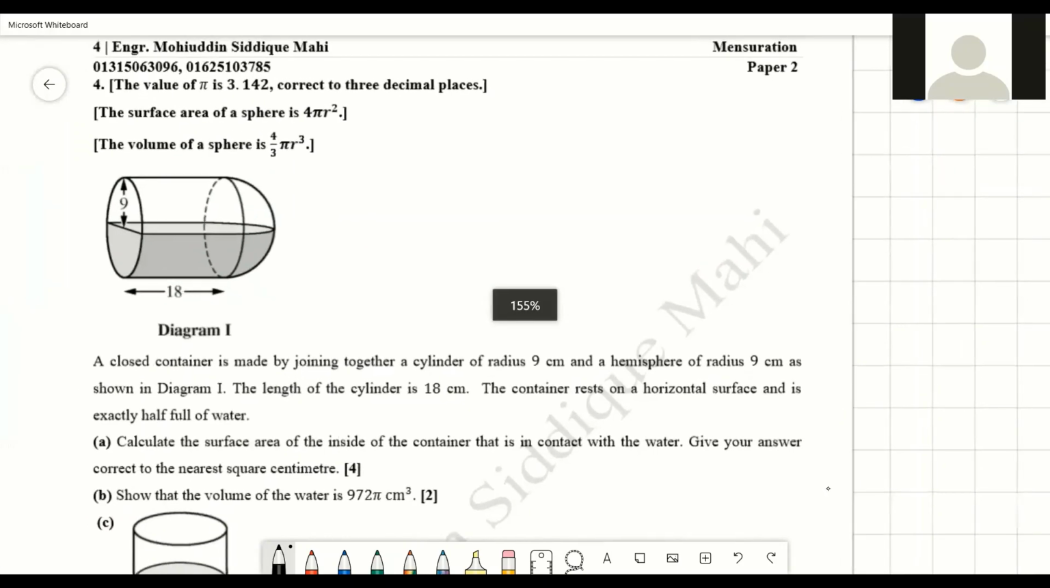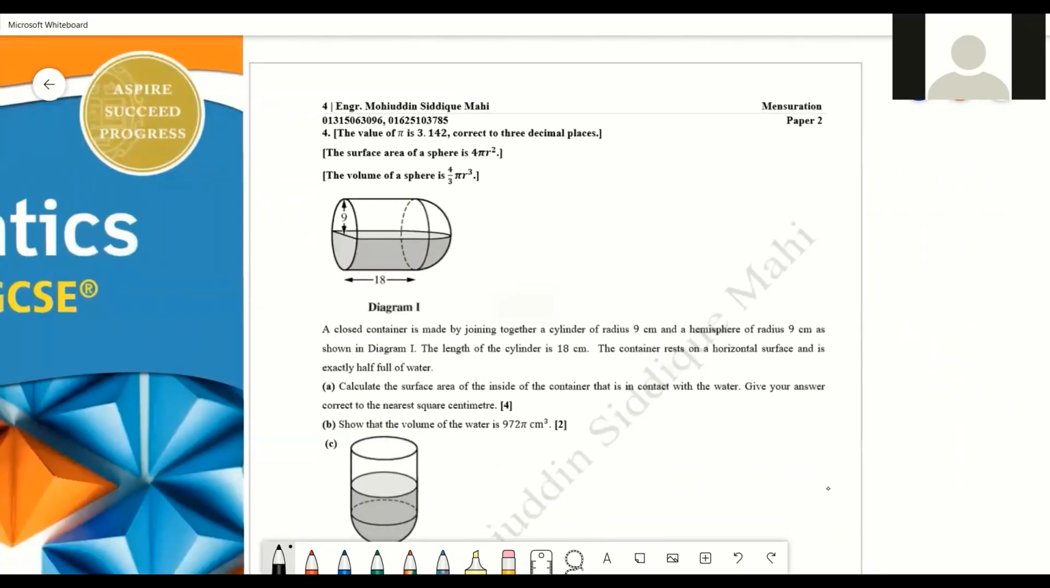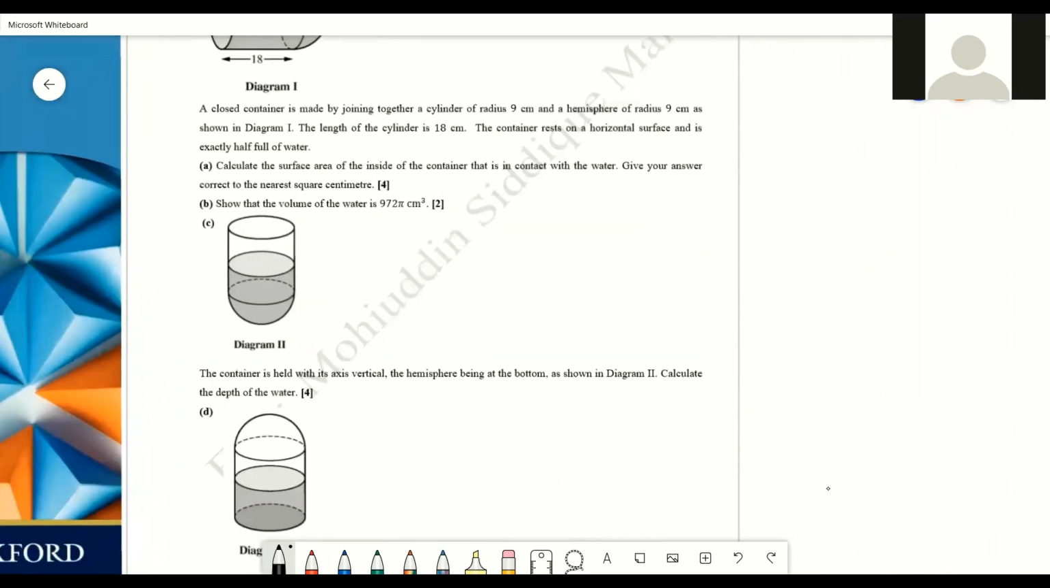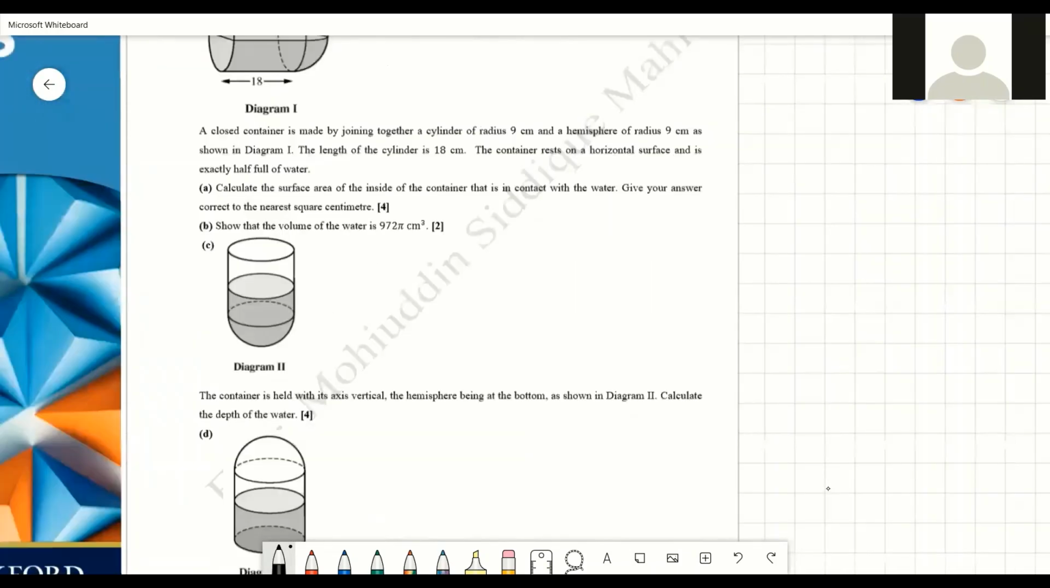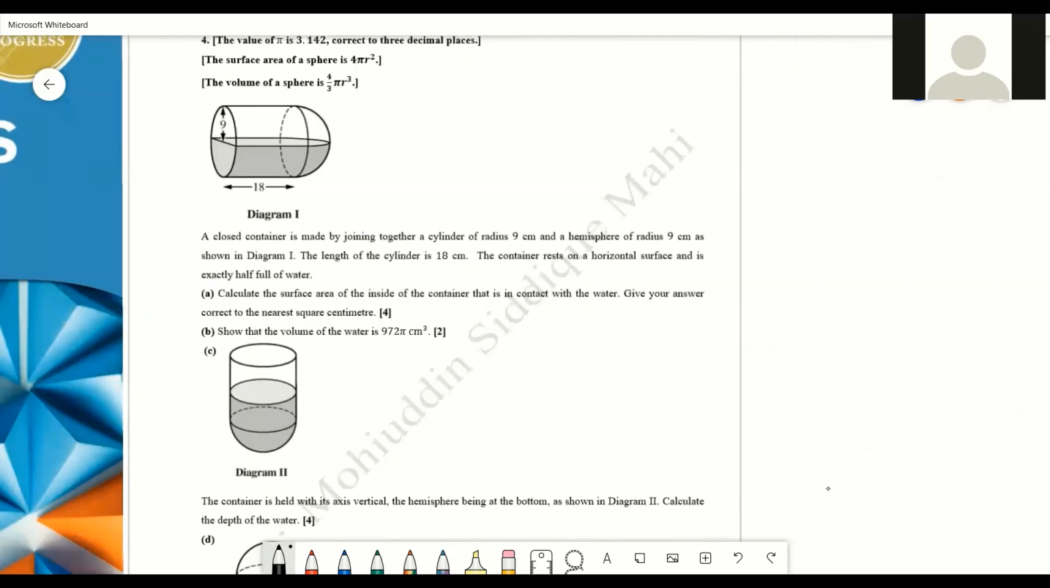Now, in question 4, some information is already given. They have asked you to consider the value of pi as 3.142, and they have also given the formula for the surface area of a sphere and the volume of a sphere. That means we're going to use these formulas in solving this question. And it's a pretty big question. The total mark is 4 plus 2, 6, 10, 12. It's a 12 marks question.